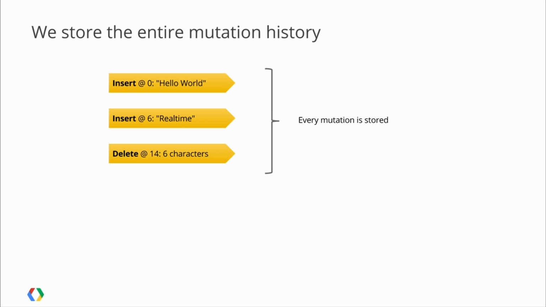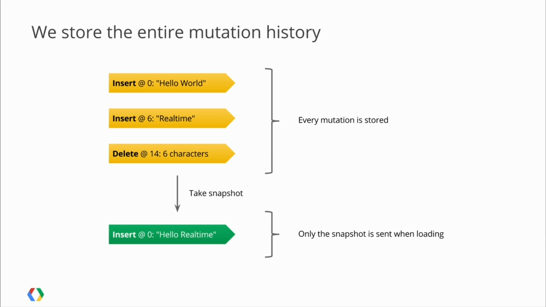And we don't want to send the entire mutation history every time you load the document. So what we do is we have a thing that takes a snapshot of the mutation log. It basically rebuilds the data model from this log and then creates a new set of mutations that is the minimal set of mutations needed to recreate the data model. So in this case, we have an insert, another insert, and a delete, and all of that gets condensed down into a single insert that recreates the final result. And that's what we send when we load.